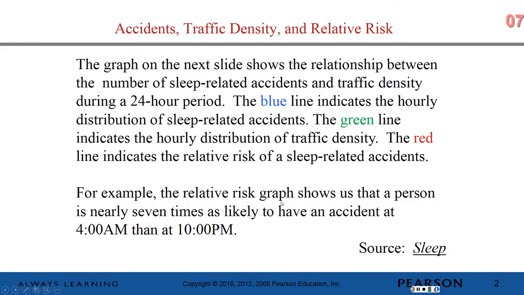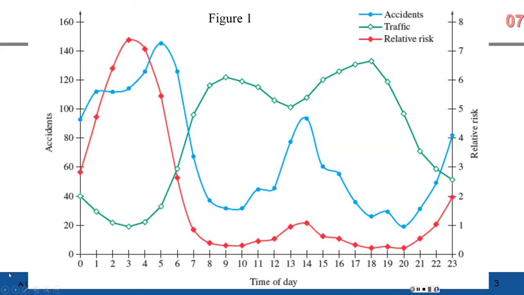And for example, the relative risk graph shows us that a person is nearly 7 times as likely to have an accident at 4 a.m. than at 10 p.m. So the time of day, this would be at midnight. At midnight, there were quite a few accidents. The relative risk was lower than the number of accidents, though, and traffic is obviously light. So there were quite a few accidents, but that wasn't where most of the accidents occurred.